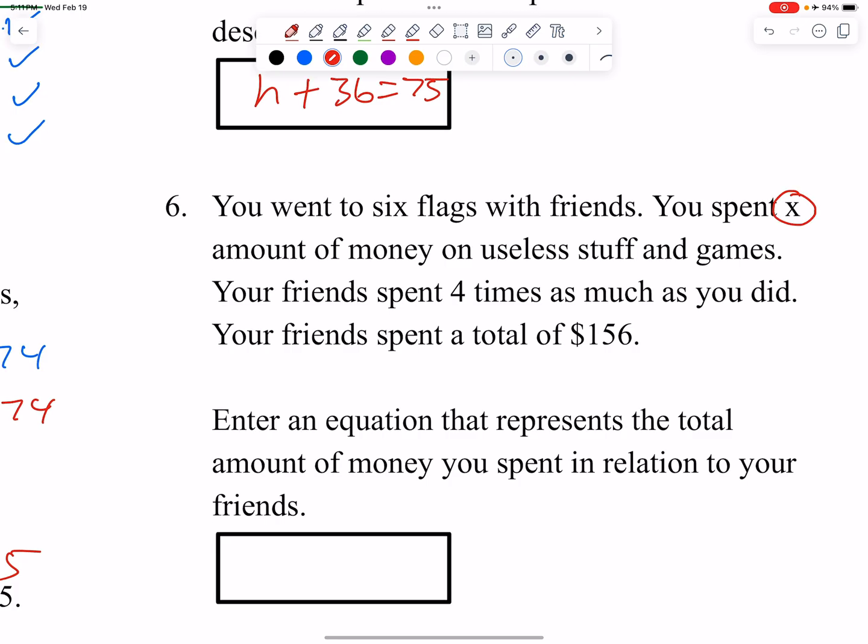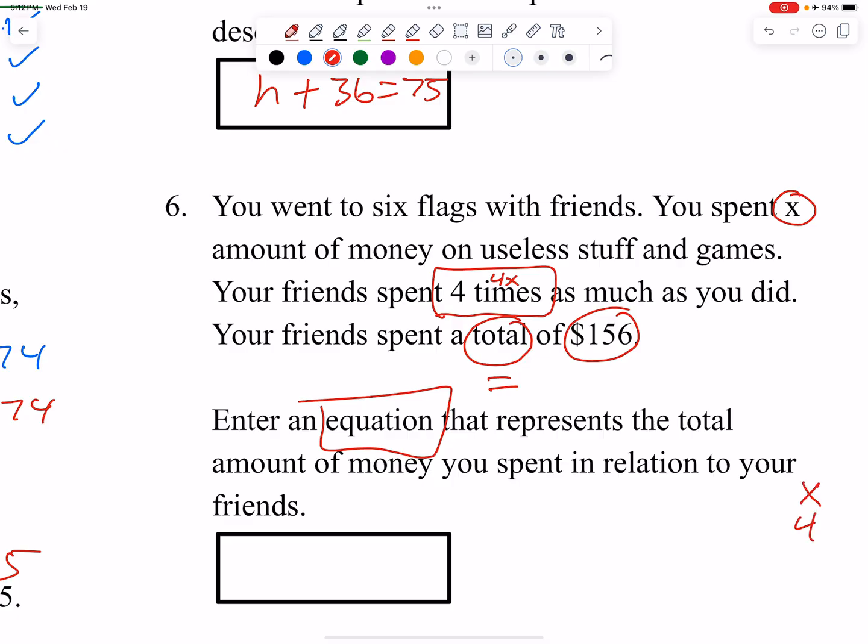You spent X, see your letter, amount of money on useless stuff and games. Yeah, because you know you're never going to use that stuff again anyways. But it was fun while you were there, I guess. Your friend spent 4 times as much. So that's 4 times. Like, I got to multiply something as you did. Wow, that's a lot. Your friend spent a total, that means equals, of $156. There's your equation. So you better put an equal sign. So let's see. I have to have an X. I have to have a 4. I have to multiply. That's what it means, right? Multiply. Excuse me. An equal sign and 156.